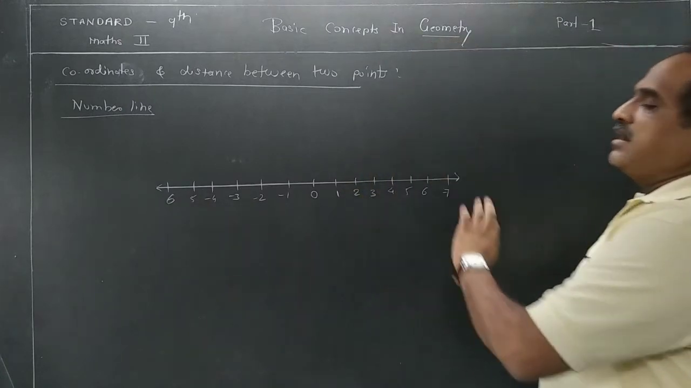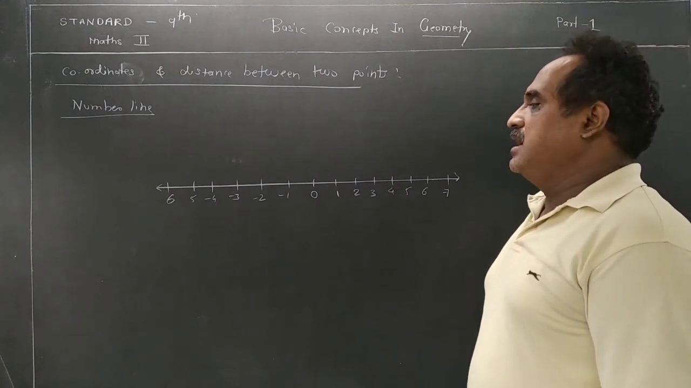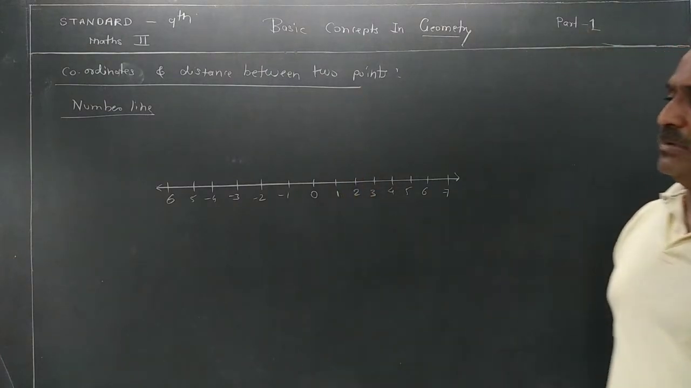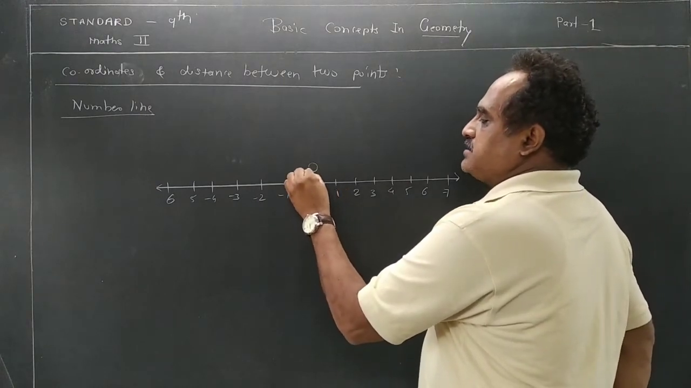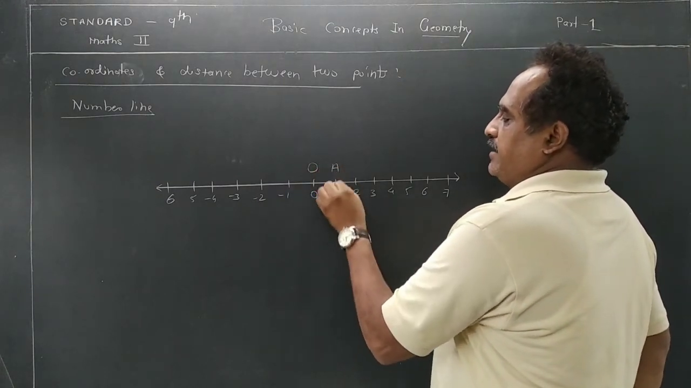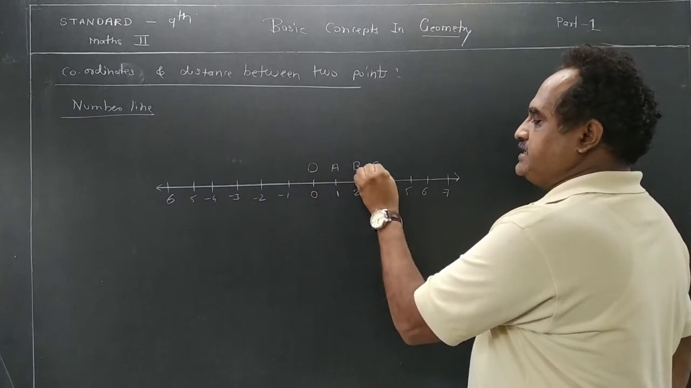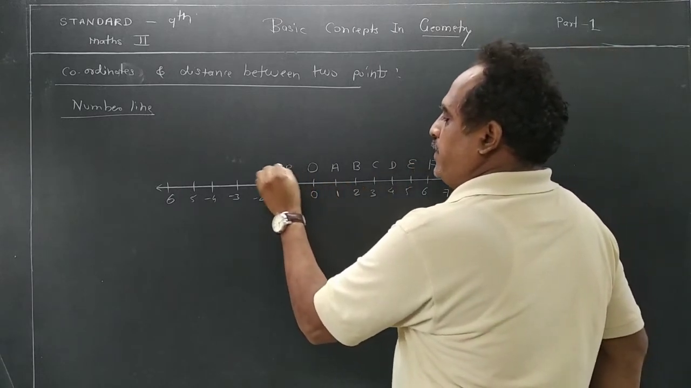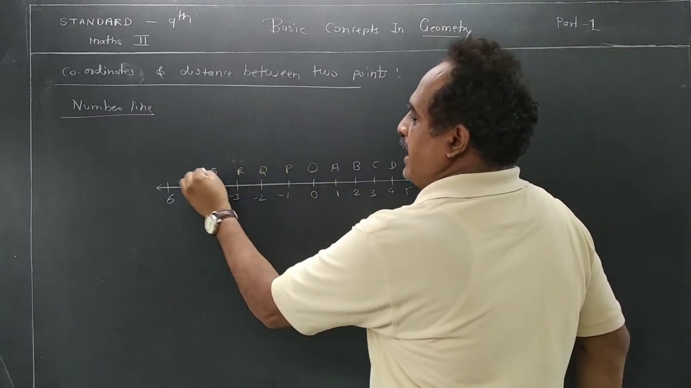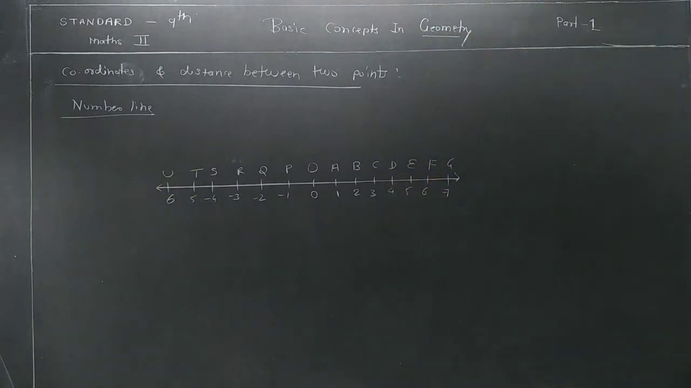See, this line with fixed numbers at fixed positions is called what? Number line. And we can give names to these points. The coordinate of point A is 1, then B, C, D, E, F, G, P, Q, R, S, T and U. So this line is called what? Straight line. Sorry, number line.